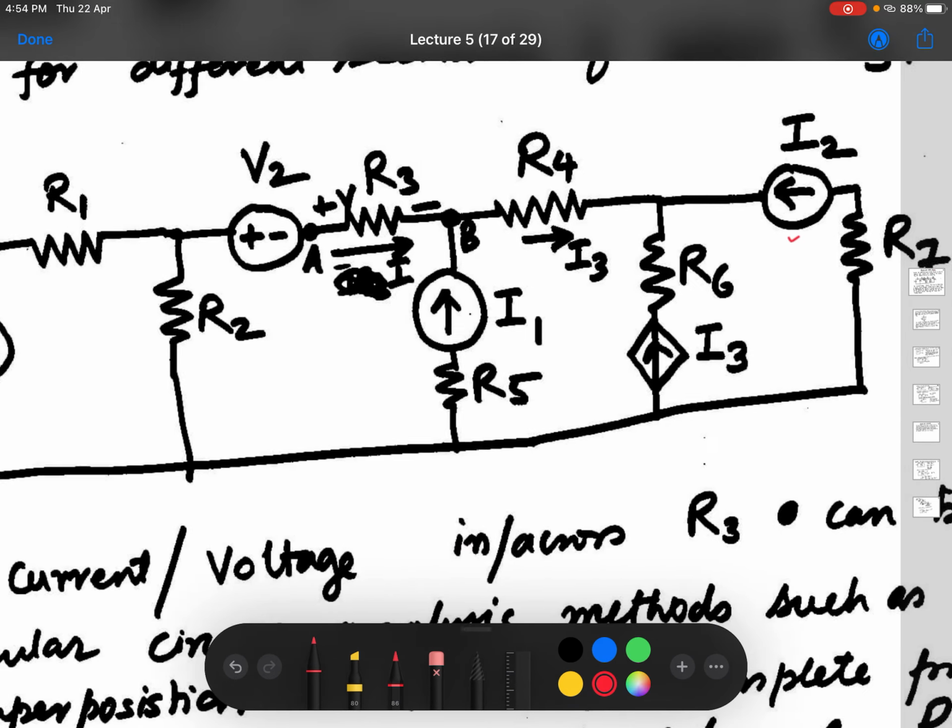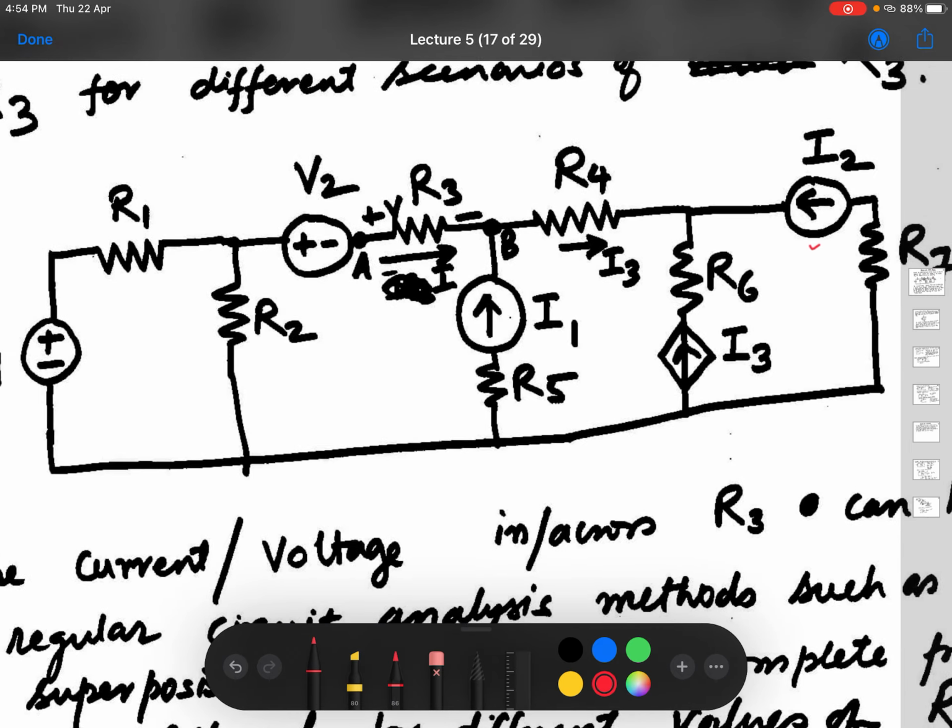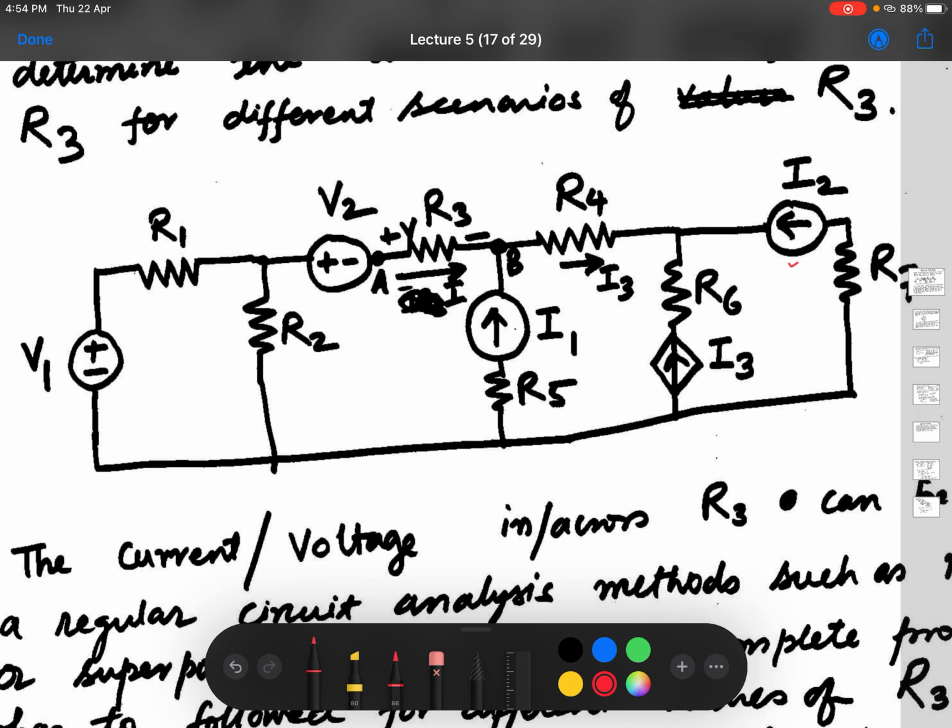So if you see this circuit, I have deliberately drawn it to be a slightly complicated circuit. And if you have such a complicated circuit or more complicated than this, you can see it has all kinds of sources and resistances, current sources and voltage sources. The important point of interest here is this point A and B.